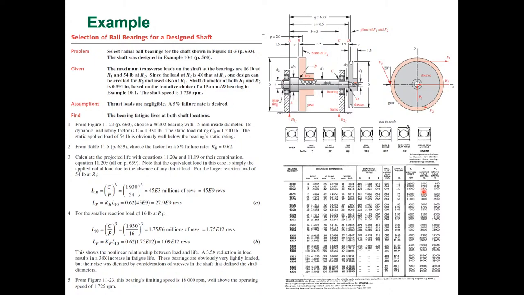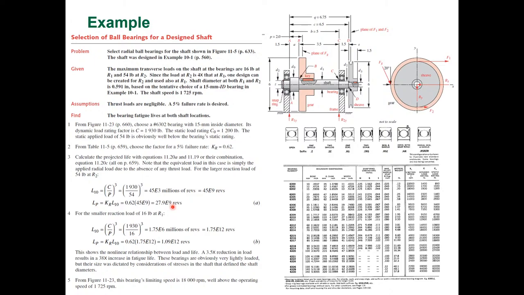The dynamic load is 1930, so we're going to use that here, 1930, divided by 54 and cube it to find our life cycle. Okay, so we see we have 45 times 10 to the 9 revolutions. And if we want to get our L value, which is at a 95% reliability, we multiply it by the reliability factor of 0.62, and we come up with 27.9 times 10 to the 9 revolutions.